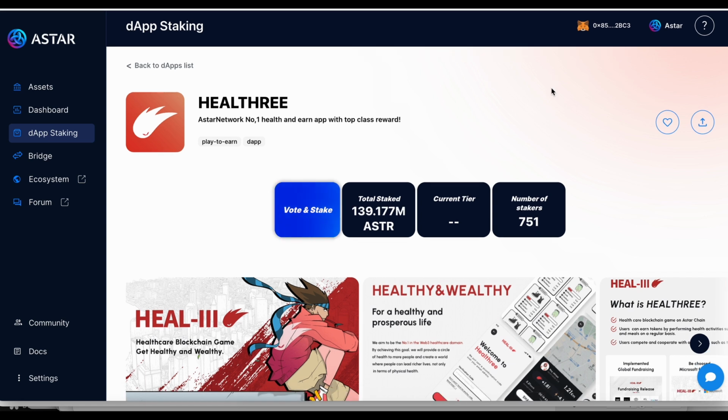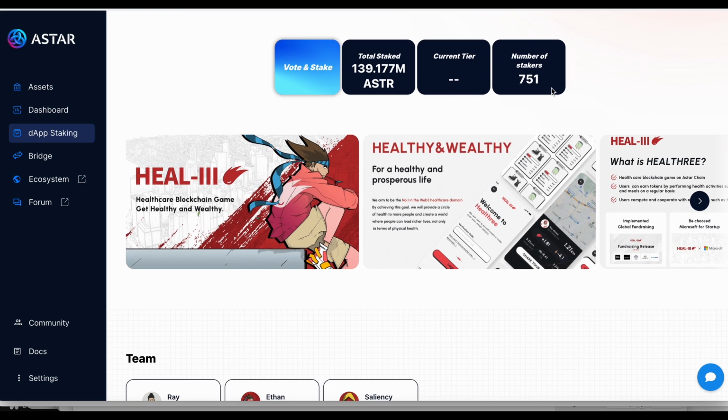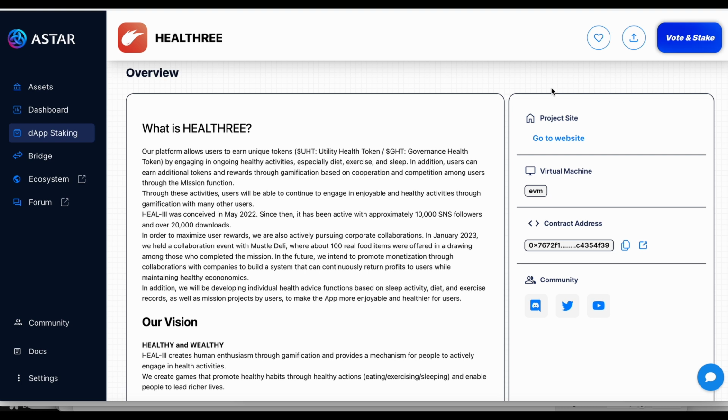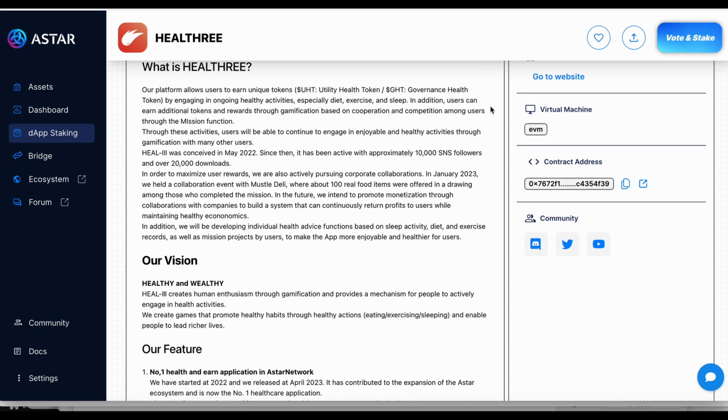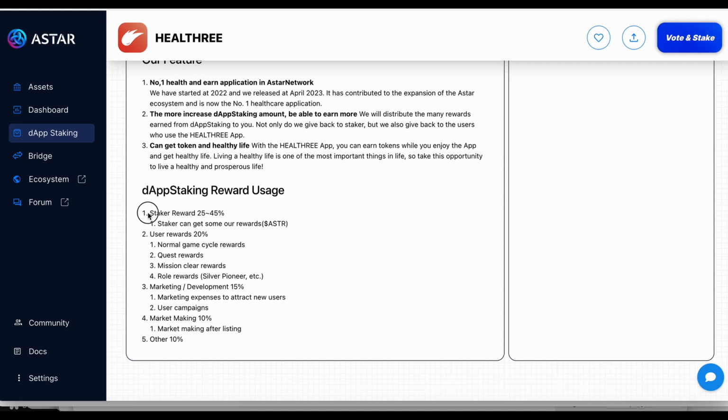So this is another one that you can consider. The HEAL3. The HEAL3 is the interesting DApp that is related to health. So basically you can get a token by participating in their events. So you can earn the token by engaging in ongoing healthy activity like diet, exercise, and sleep. For this one, the DApp, you are going to get some actual rewards from staking on the HEAL3. So it's from 25 to 45%, which is not bad. And then the rest of the rewards would be for the user if you use their product, and 15% for marketing and market making, 10% and 10% for others. So this is HEAL3.